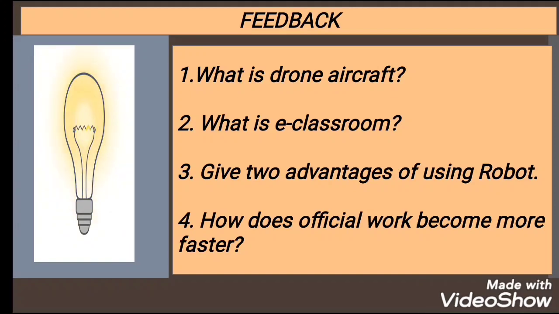yes, that it reduces human pressure. That means heavy workload will be decreased whenever you can use the robot. And number 2, human life becomes risk-free. Yes, my dear student, I discussed this point in the class. Very good answer you have given me. Number 4, how does official work become faster? Yes, whenever you are using the internet, your official work becomes faster.